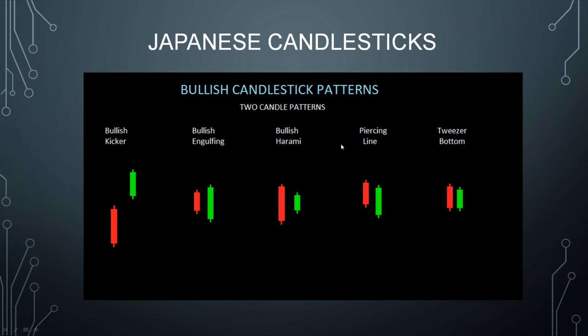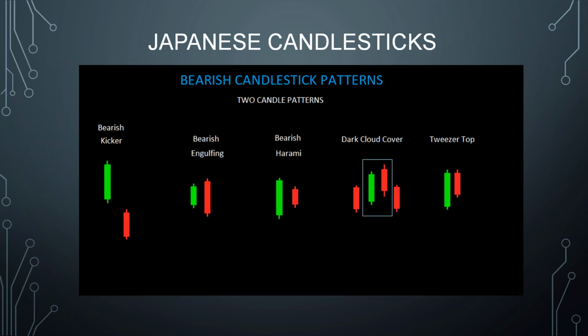Piercing line, you're really not going to pick that one up too much on a chart, but one that you will see quite frequently is the tweezer bottom, focusing more so on the equal open and close price here, and the equal and fairly similar shaped wicks, which look like tweezers. Okay. Moving on, we have the bearish patterns. So again, a bearish kicker, bearish engulfing, bearish harami, dark cloud cover. Again, you're not likely to pick that one up too much. But then you have the tweezer top, which you'll see quite frequently also.